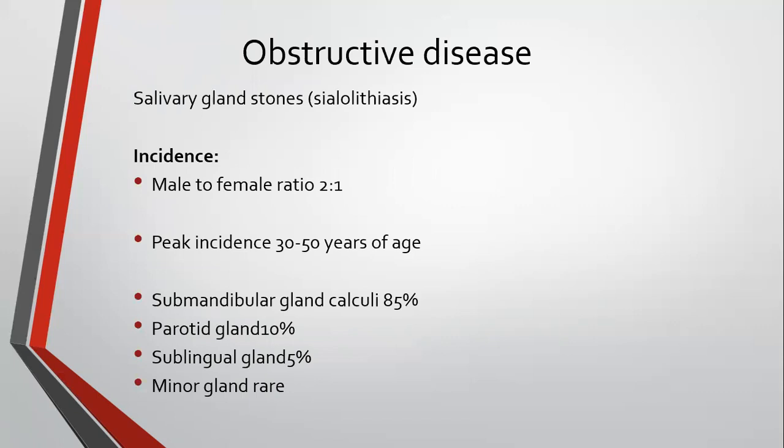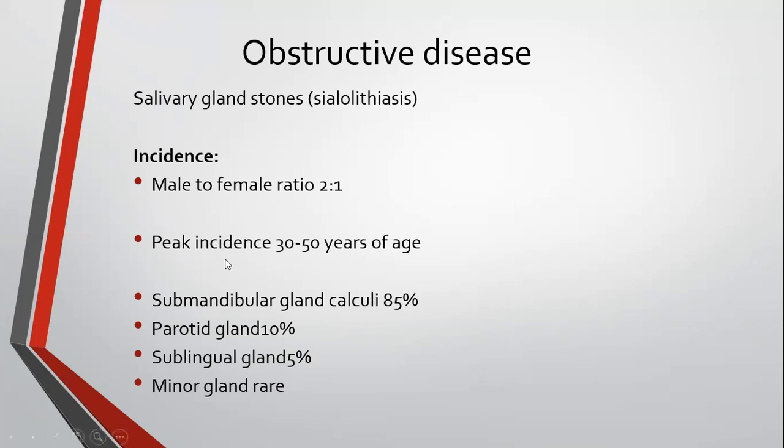Now moving towards the next category in the classification of salivary gland disease, which is obstructive disease, which includes the sialoliths, more commonly known as salivary calculi or salivary gland stones. In sialolithiasis, the occurrence is in males at a 2 to 1 ratio. Salivary stones are more common in males than females. The peak incidence is basically at 30 to 50 years of age.